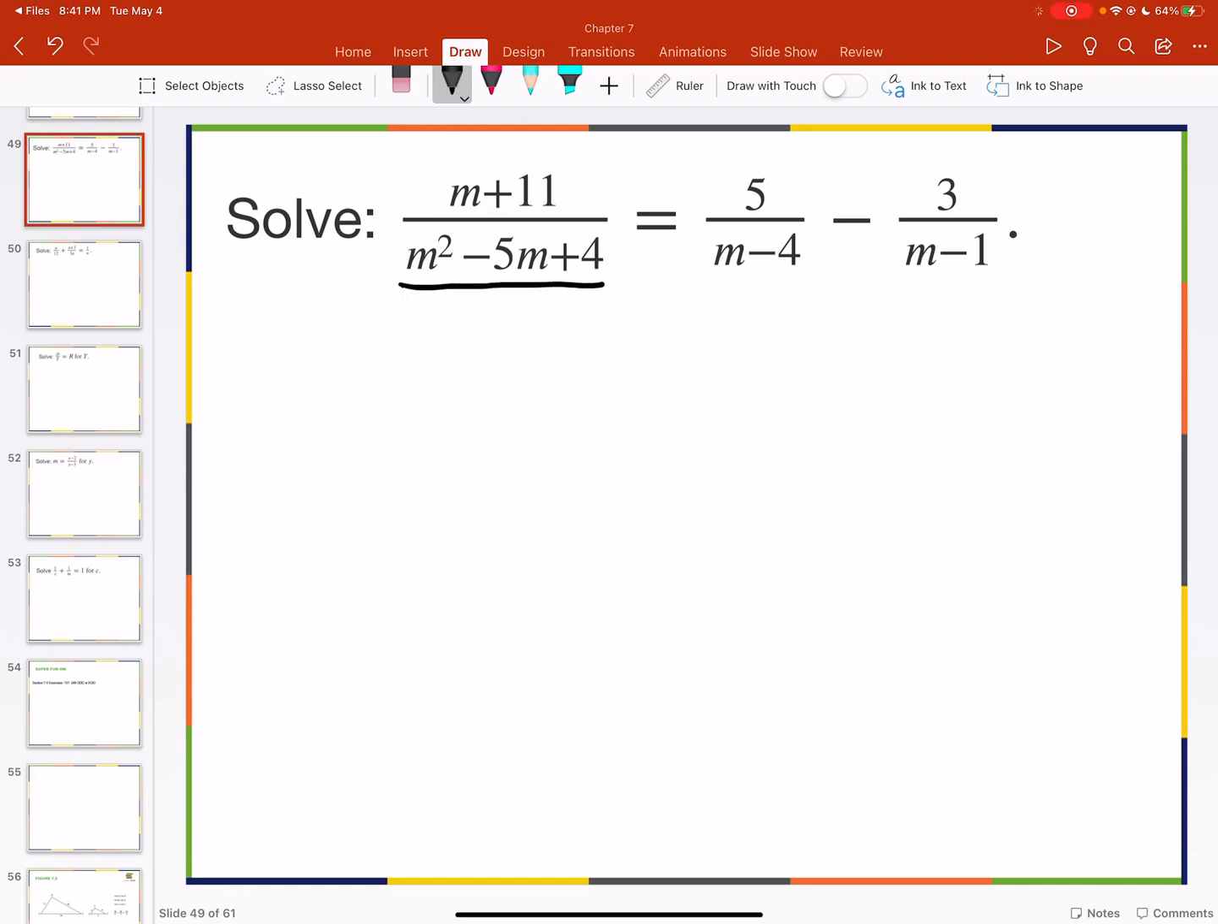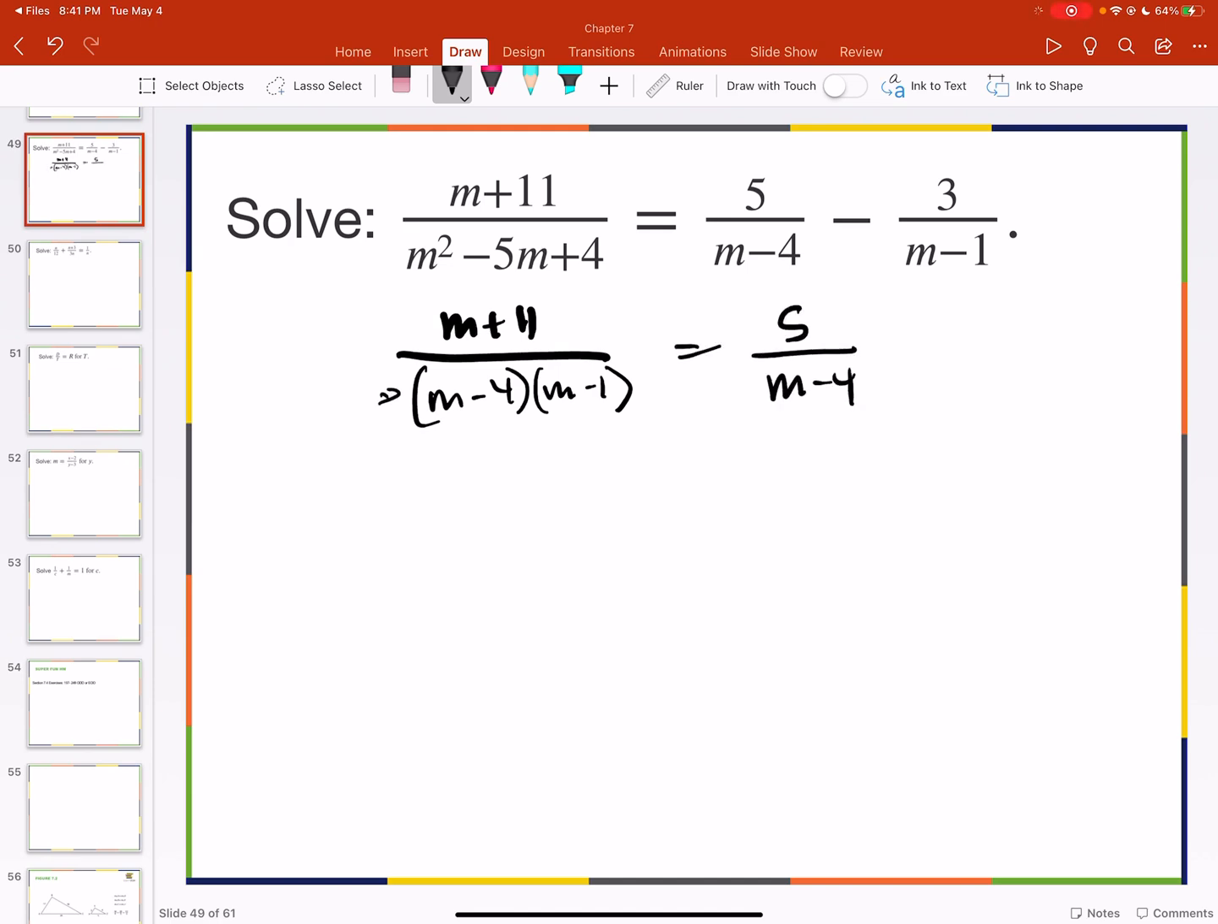This actually factors into (m minus 4)(m minus 1). So that's one of the first things we notice. Again, m plus 11 is going to be over (m minus 4)(m minus 1). So you see our LCD is just that exactly.